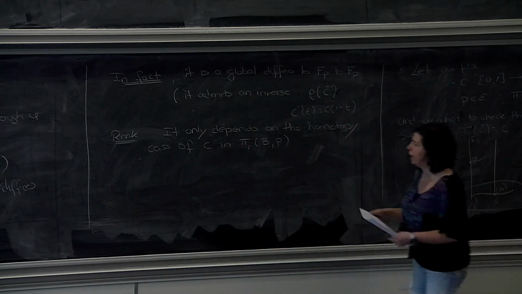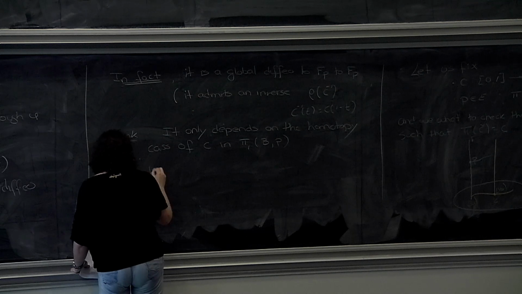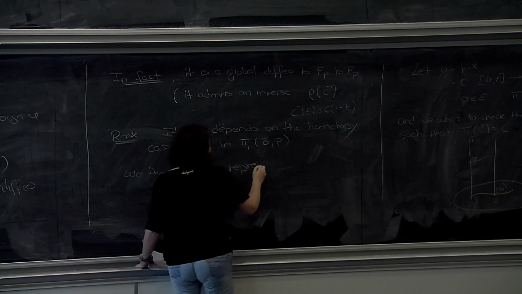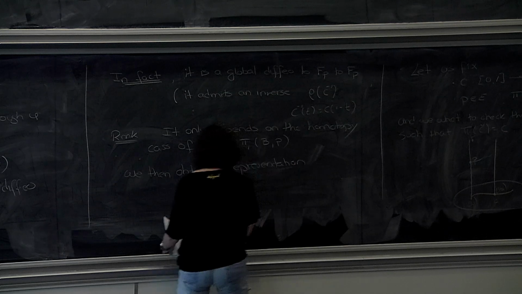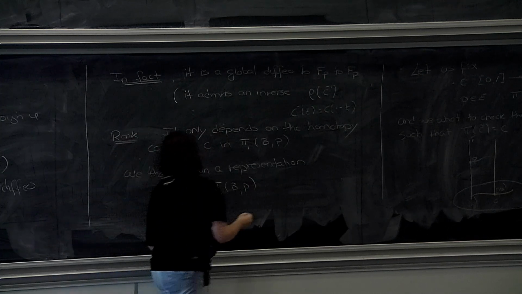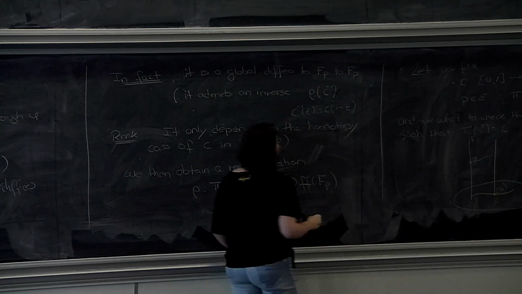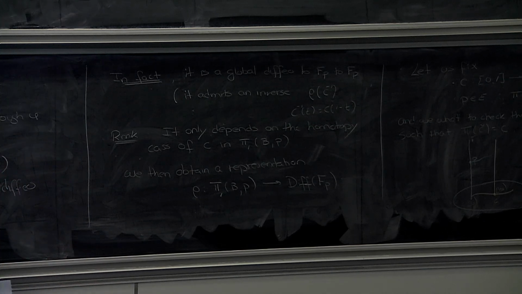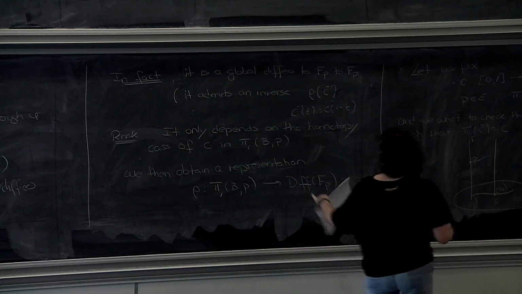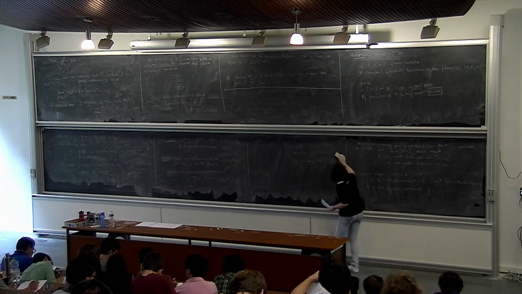Okay, and so we obtain, as I was going to say, a homomorphism or representation from the fundamental group of B at P into the global diffeomorphisms of F_P, okay? And the image of rho is said to be the holonomy of the foliation.